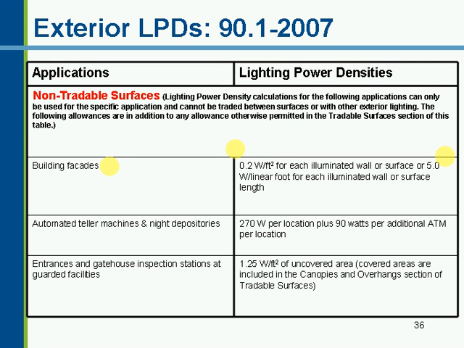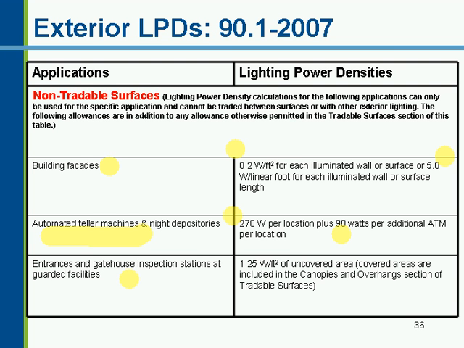Another non-tradable application, automated teller machines and night depositories. It's a flat 270 watts per location, plus 90 watts for additional machines. What this means is if you have an ATM location on one side of the building with one machine, you get 270 watts. If there's another machine right next to it, the same location, that's an additional 90 watts. If you had two machines, but they're each located on opposite sides of the building, each location would get 270 watts. It's only the additional machine in the same location that only gets another 90 watts.